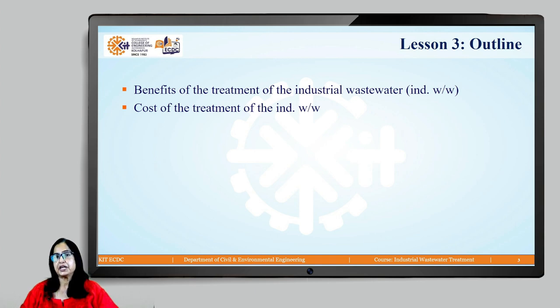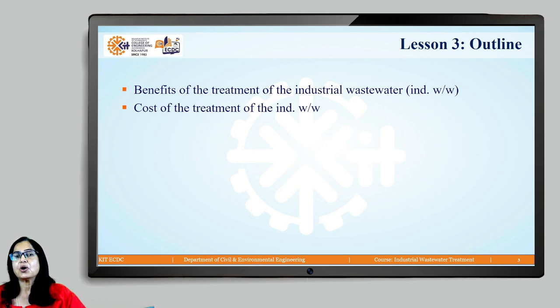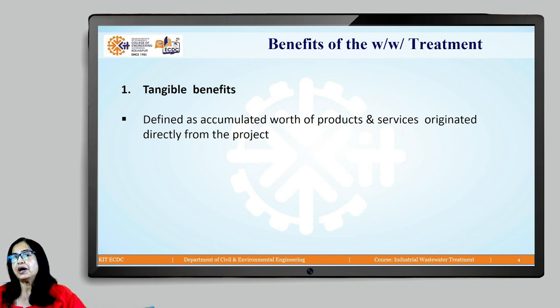You know, any project, if there are no benefits, then it's not worth to do it. Okay, there has to be benefits, or other way, the negative impacts. So let's try to understand the benefits of treatment of industrial waste water. Now, if we talk about benefits of industrial wastewater treatment, we divide it in 2 segments. One is tangible benefits and the second one is intangible benefits.